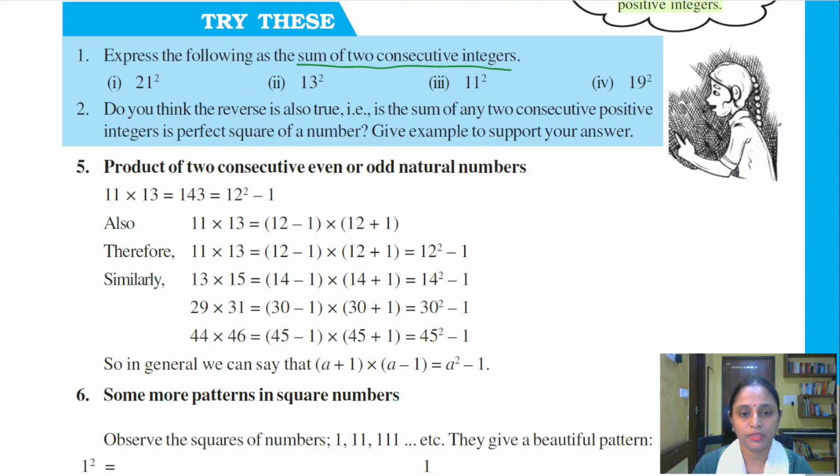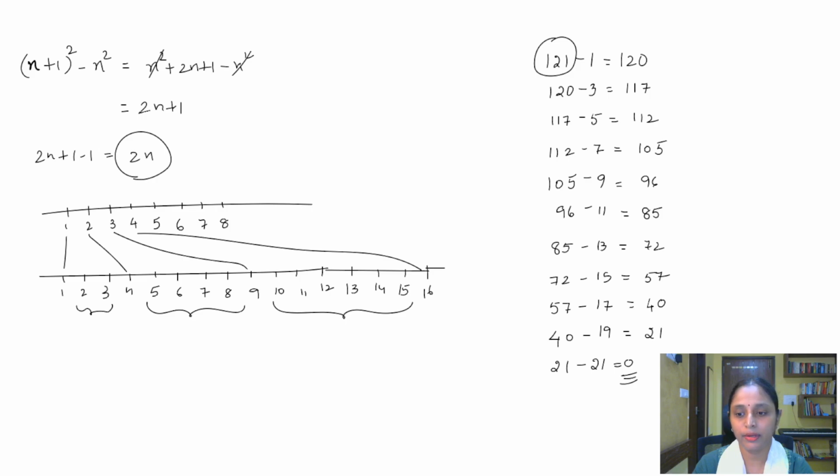Let's do it. First question is 21 square, right? So, what is n square? 21 square is 441, plus 1 by 2 is 442 by 2, which is nothing but 221. And the number before this is 220. Now, clearly you can see that the sum of these two is nothing but 441. So, the two consecutive numbers they are talking about are 220 and 221, right? So, that is the first question.